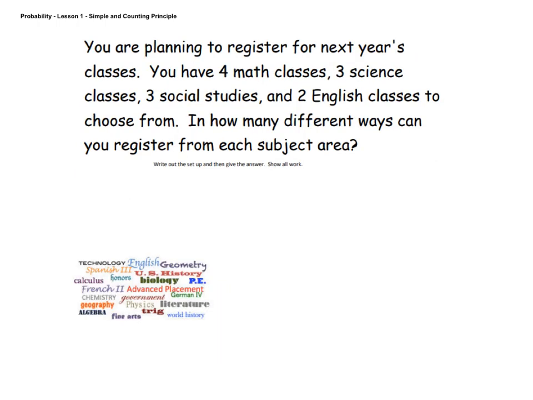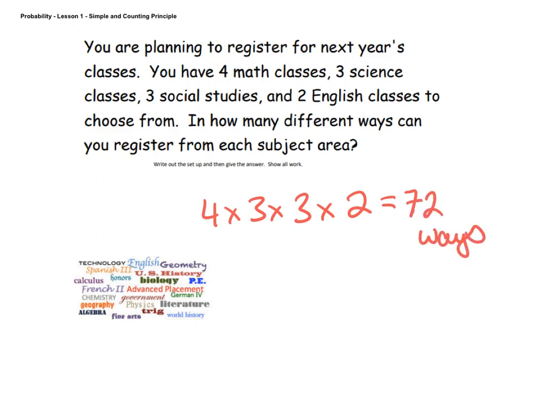You are planning to register for next year's classes. You have 4 math classes, 3 science classes, 3 social studies, 2 English classes to choose from. How many ways can you register for each subject area? You have to pick one of each. 4 times 3 is 12, times 3 is 36, times 2 is 72 different ways to pick one from each.